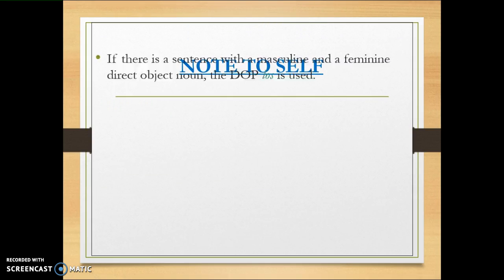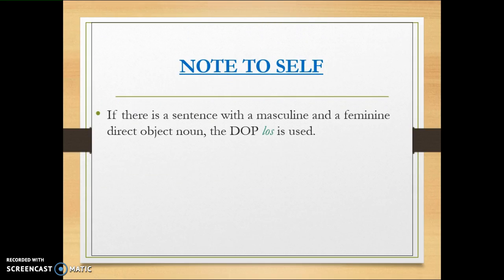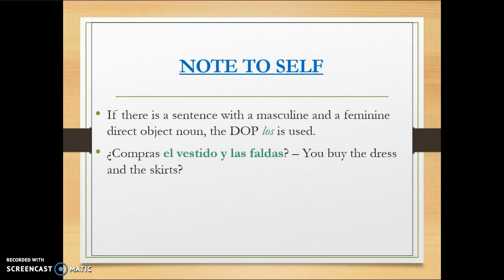Okay? Now, note to self. If there's ever a sentence with a masculine and a feminine direct object pronoun, the direct object pronoun los is used. For example, ¿compras el vestido y las faldas? You buy the dress and the skirts. So here you go. Here is a masculine noun. Here is a feminine noun. So we have masculine and feminine in this sentence.